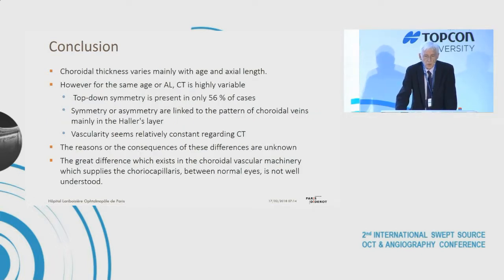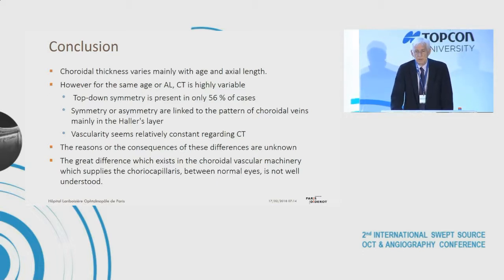So in conclusion, choroidal thickness varies mainly with age and axial length, it's well known. However, for the same age or axial length, choroidal thickness is highly variable. Symmetry or asymmetry are linked to the pattern of choroidal veins, mainly in the Haller layer. Vascularity seems relatively constant regarding choroidal thickness. The reasons or the consequences of these differences are unknown, and the great difference which exists in the choroidal vascular machinery which supplies the choriocapillaris between normal eyes is not well understood.